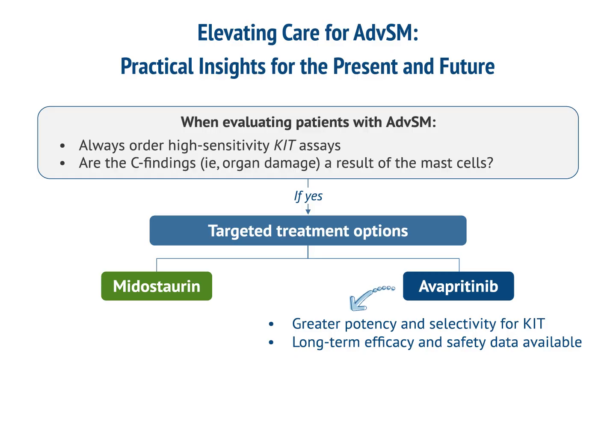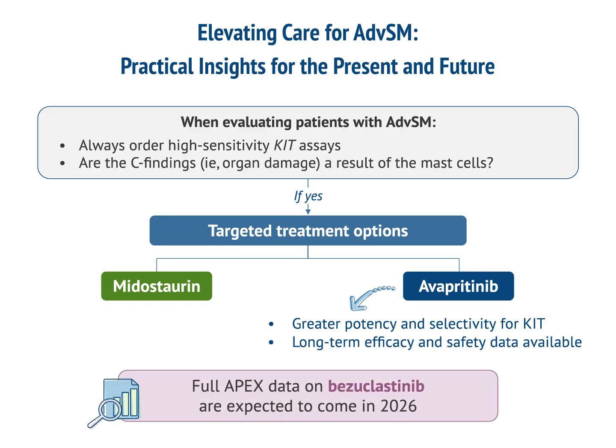Another thing is that it is important to order high sensitivity KIT assays so that we don't miss the mutation now that we have such good targeted therapies. The emerging landscape is primarily bezuclastinib in the near term, and we await hopefully in 2026 to see the full data from the APEX trial.